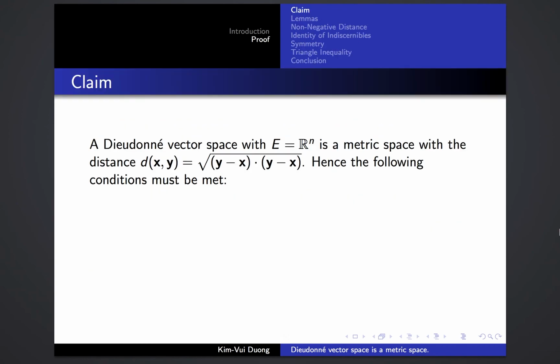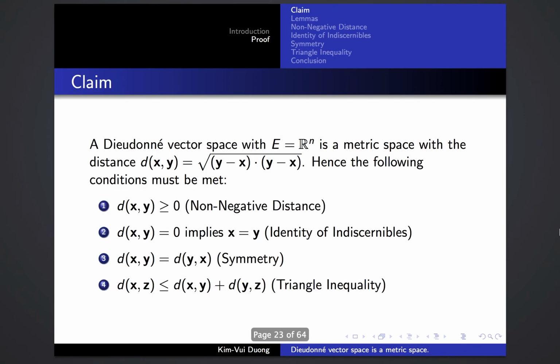Now, on to the proof. You might have forgotten, but what I'm proving is that a Dieudonné vector space with E equal to R^n is a metric space with the distance from x to y equal to the square root of (y minus x) dot (y minus x). Hence, the following conditions must be met. Again, they were non-negative distance, the identity of indiscernibles, symmetry, and the triangle inequality.